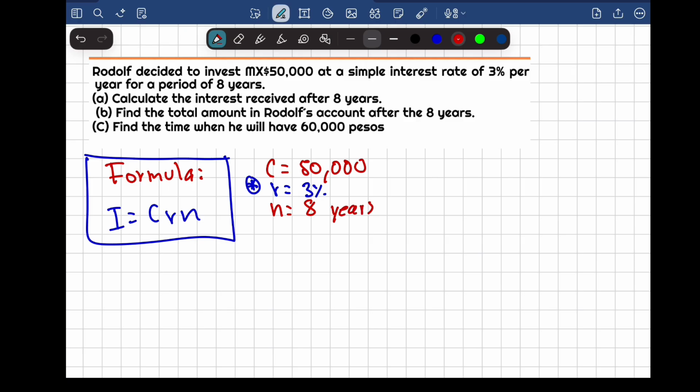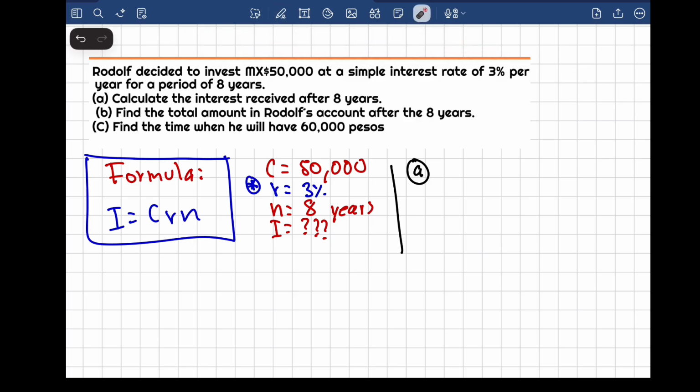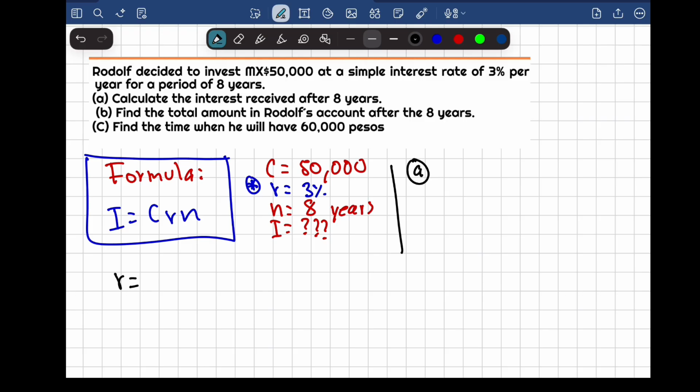What is missing in this case? Well, let's change the color. We can use red. We don't have the interest. Calculate the interest received, that is A. Pay attention. First, we need to change always from percentage to decimals. So the interest rate is going to be 3 divided by 100, and this is 0.03. This is the value that we are going to use in our equation.